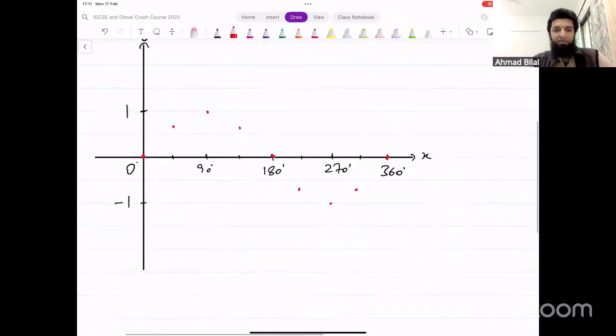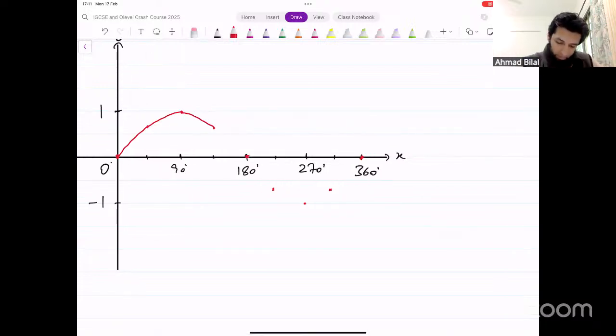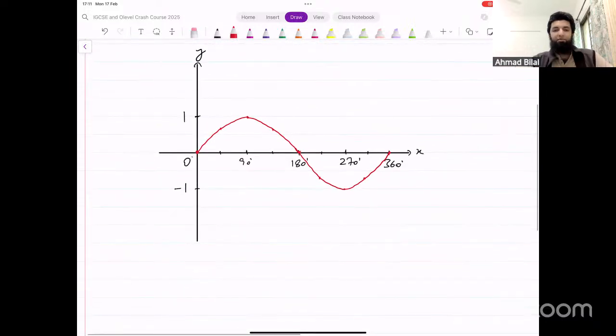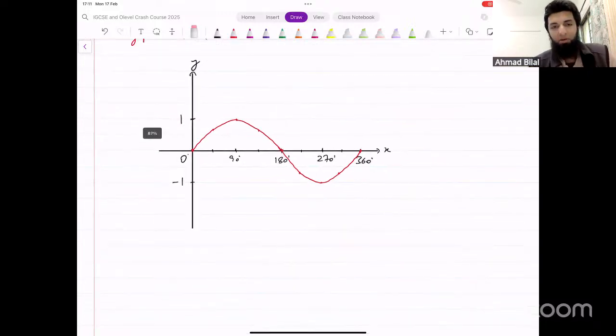These are the points that I'm getting. And now I can just join these points like this. What's the graph that I get from this? The graph looks like this. It's a curve of this form. This is what the graph looks like. You have X and Y axes like this, and from 0 to 360, this is the sine graph. All right, this is the sine graph.